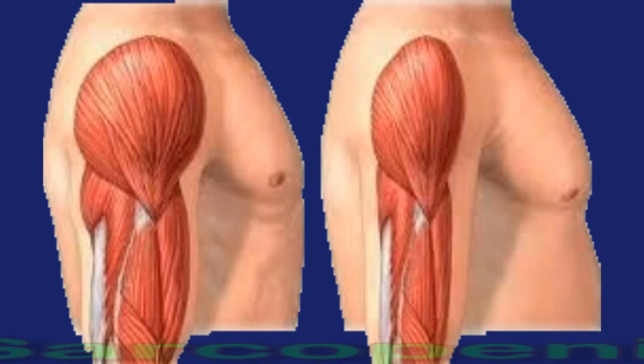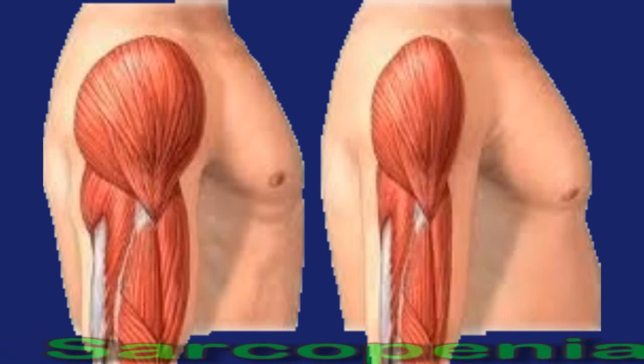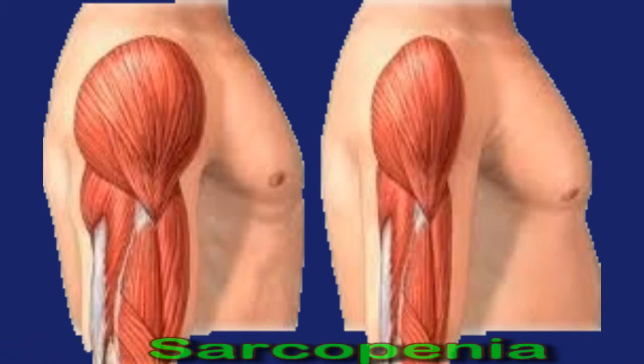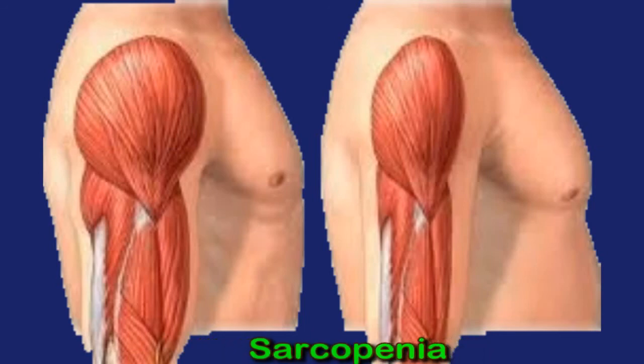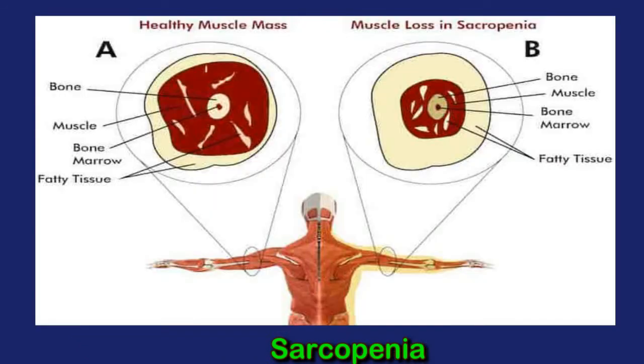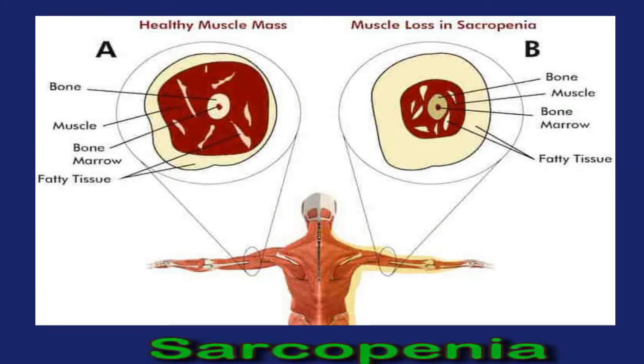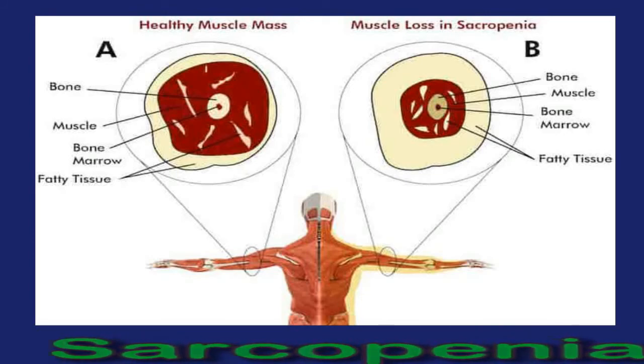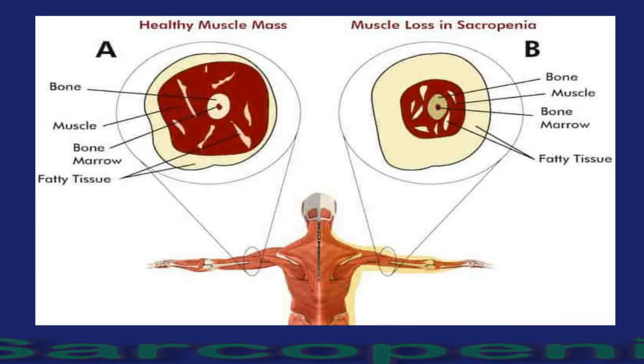Sarcopenia. Sarcopenia is the loss of muscle mass. The condition causes weakness and loss of muscle functions, including strength in the hands. It can occur naturally as a person ages. Other symptoms can include poor balance, difficulty climbing stairs, loss of endurance, a decrease in muscle size.